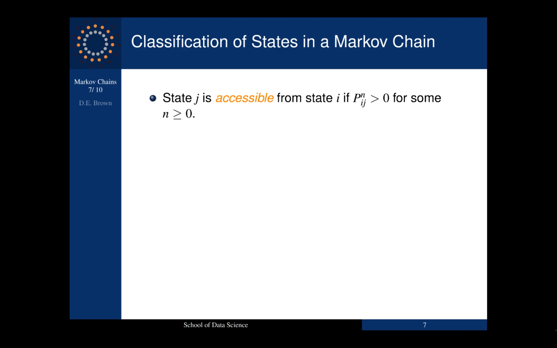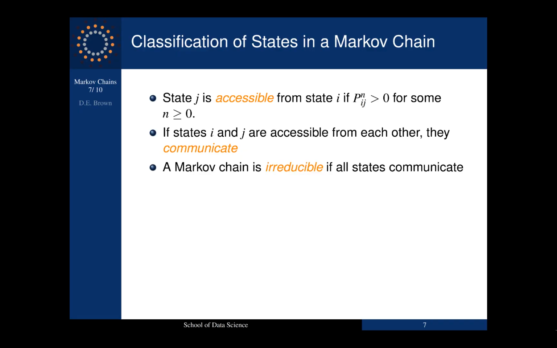Okay, Markov chains have their own jargon, and we're going to define that jargon now. The first notion is accessibility. We say that state j is accessible from state i if the probability of going from i to j in some n steps, for n greater than or equal to 0, is greater than 0. If states i and j are accessible from each other, then they communicate. So we can go from one to the other, and there's communication between them.